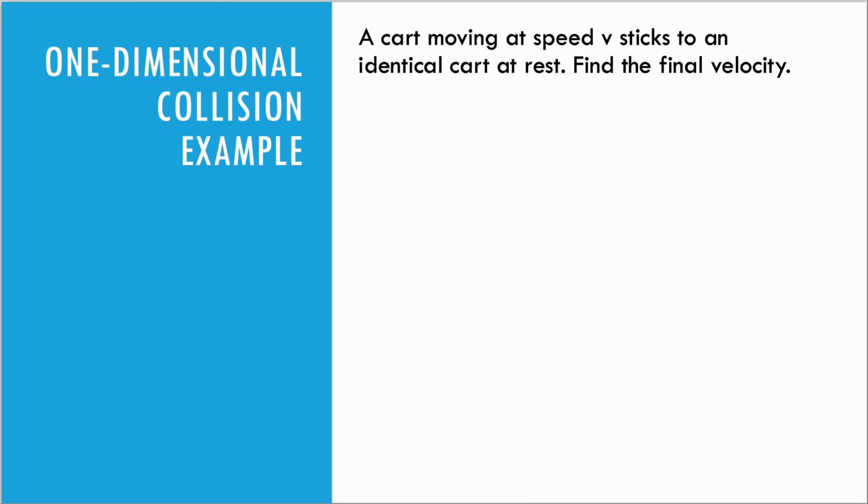Let's look at an example. A cart moving at speed v sticks to an identical cart at rest. Find the final velocity. We're going to identify this as a perfectly inelastic collision because the objects are sticking together. The first thing we want to do is write down our givens. We have two carts, so two masses. We'll say that the mass is m, so both masses m1 and m2 are going to equal m.